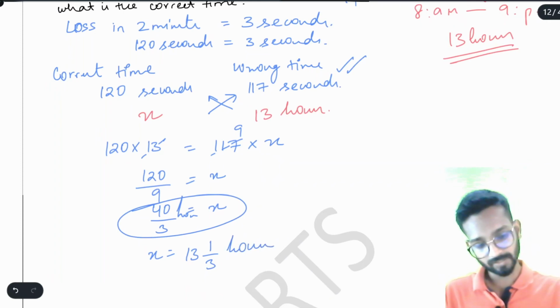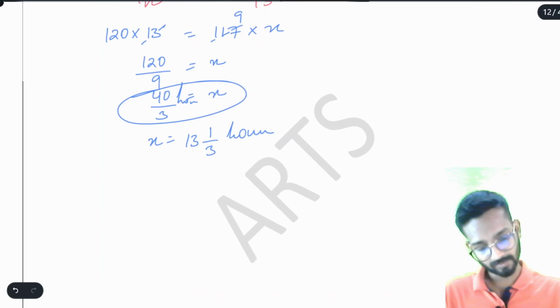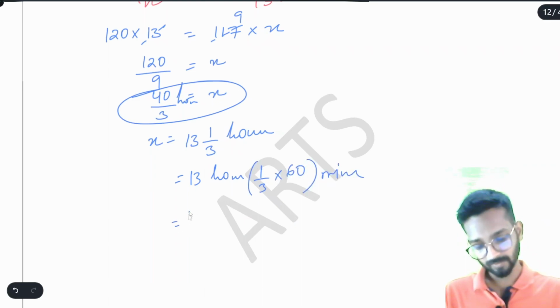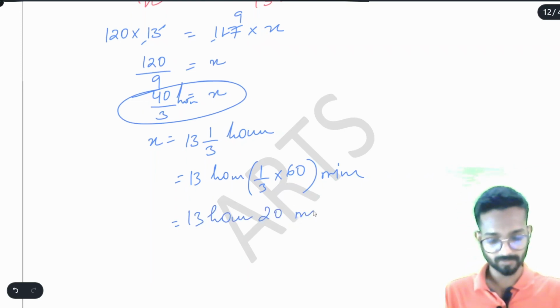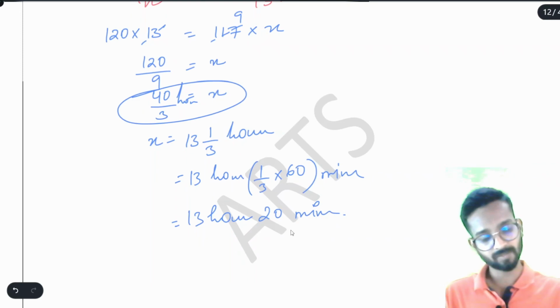or you can also say 13 complete hours have gone. So 13 hours, and if I convert 1 by 3 into minutes, 1 by 3 into 60 minutes, so 13 hours and 20 minutes have passed.